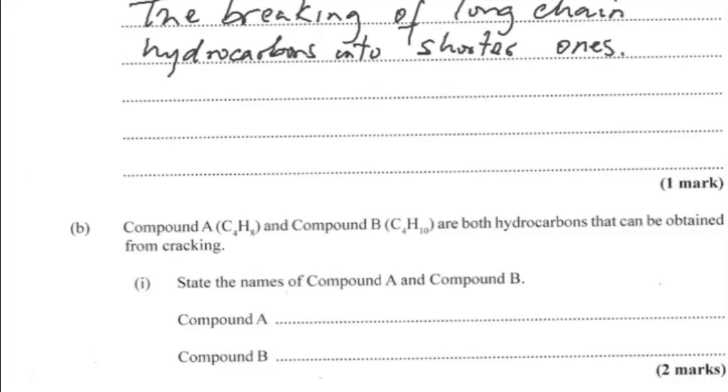Okay, so compound A, C4H8, this is part B, and compound B, C4H10, are both hydrocarbons that can be obtained from cracking. State the name of compound A and compound B. C4H8, twice the number of hydrogens as carbons, so that is an alkene, 4 carbons long. So 1, 2, 3, 4, that would be butene. C4H10, that's from the alkane series, so that would be butane.